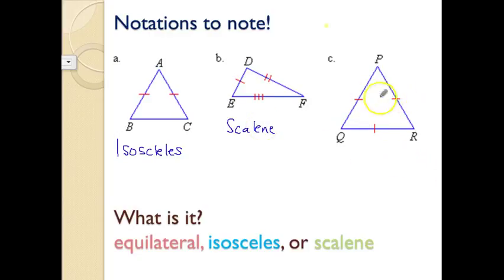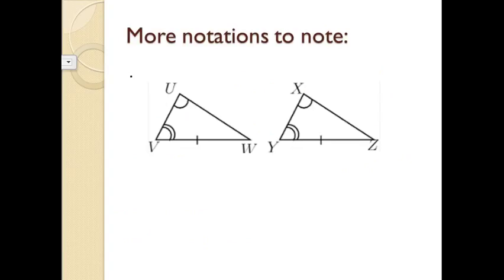Our last triangle, we have one tick on each side. So we know all three sides are congruent, which means this is an equilateral triangle. I'm going to move on to the next slide. Now that we know how to name our triangles based on the side lengths, let's move on.